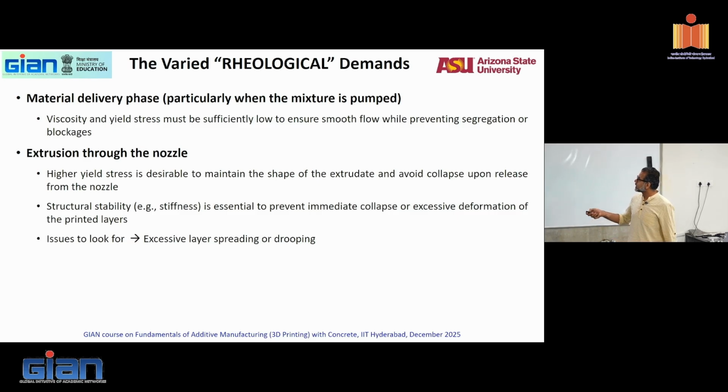So higher yield stress is desirable to maintain the shape of the extrudate and avoid collapse. Structural stability is essential to prevent immediate collapse. Issues to look for are excessive layer spreading or drooping. So if you have a layer and you put another layer on top, you don't want it to spread out and droop too much. Things to look for. Again, like I said, guidelines.